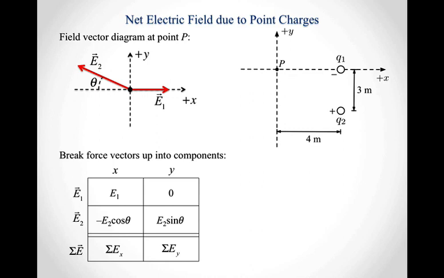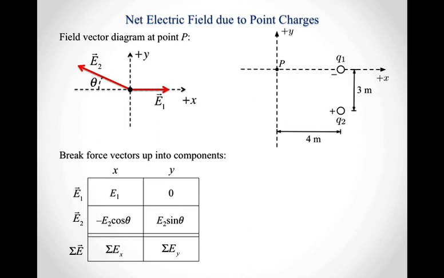The contribution from charge 1 points along the positive x-axis, so it has a y component of 0 and all the magnitude is in positive x. For E2, it points up and to the left, so it'll have a negative x component and a positive y component. That angle theta is between the vector and the x-axis, so cosine theta goes with the x component, sine theta goes with the y component. So my two components for E2 are negative E2 cosine theta for the x component and positive E2 sine theta for the y.